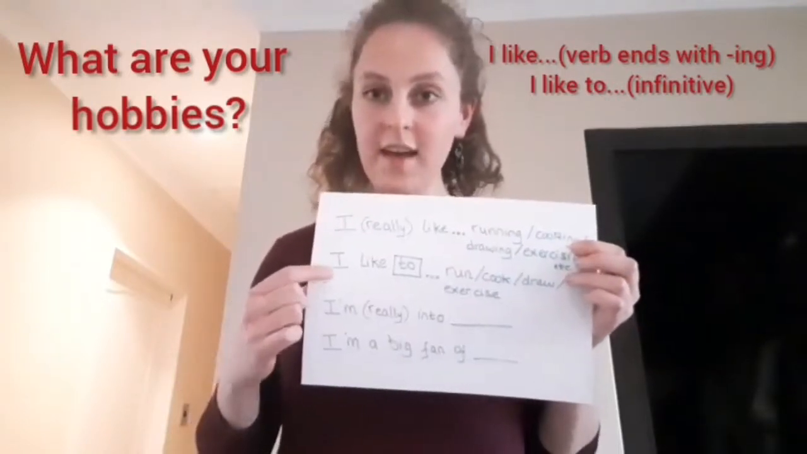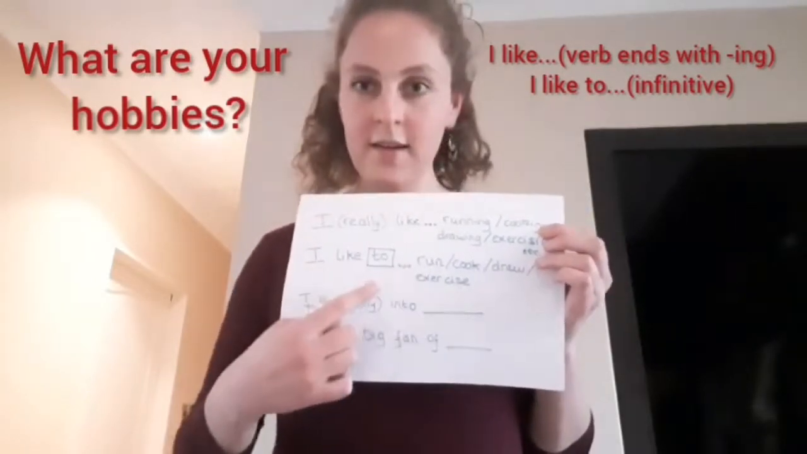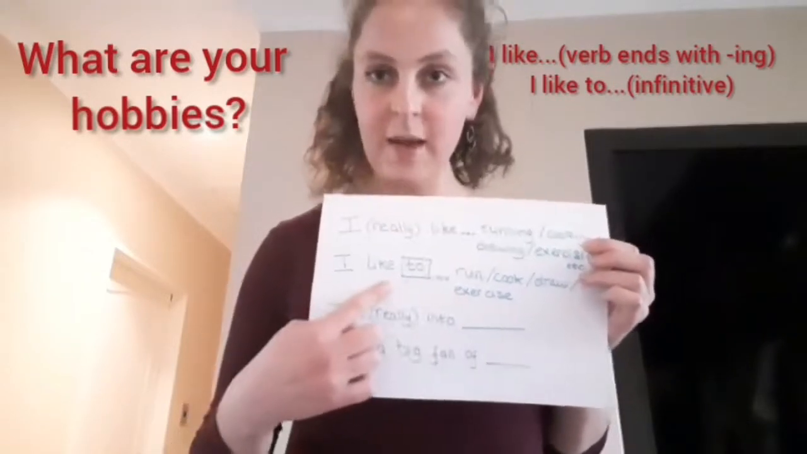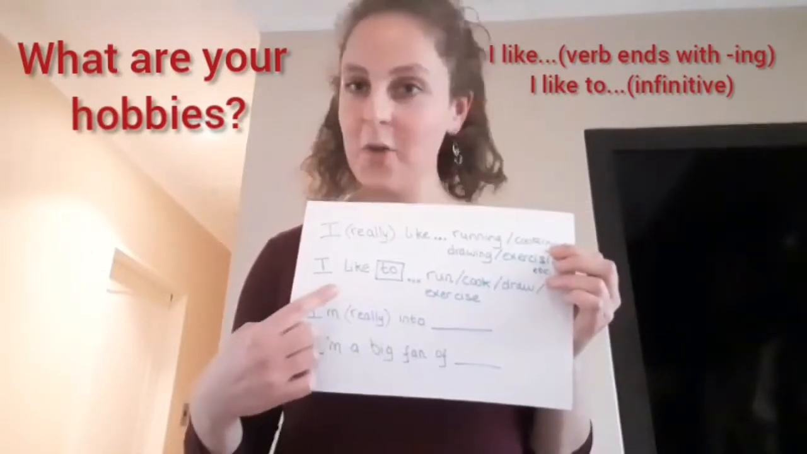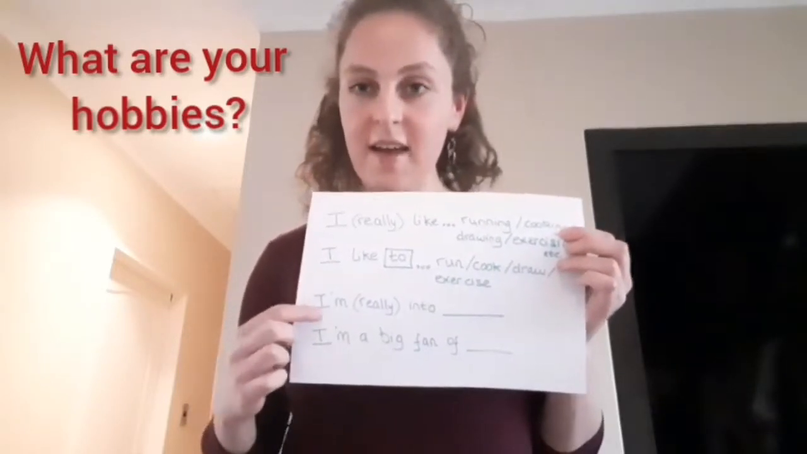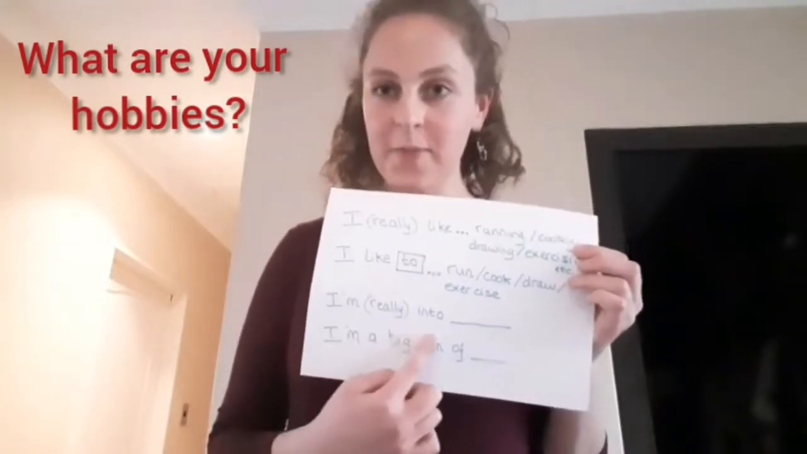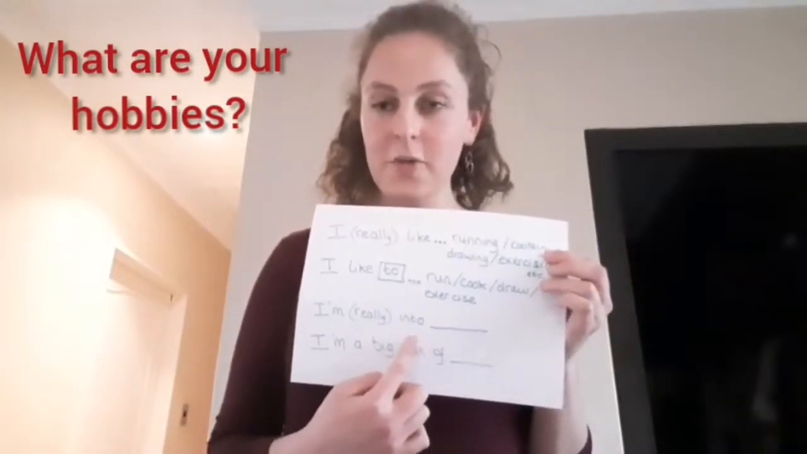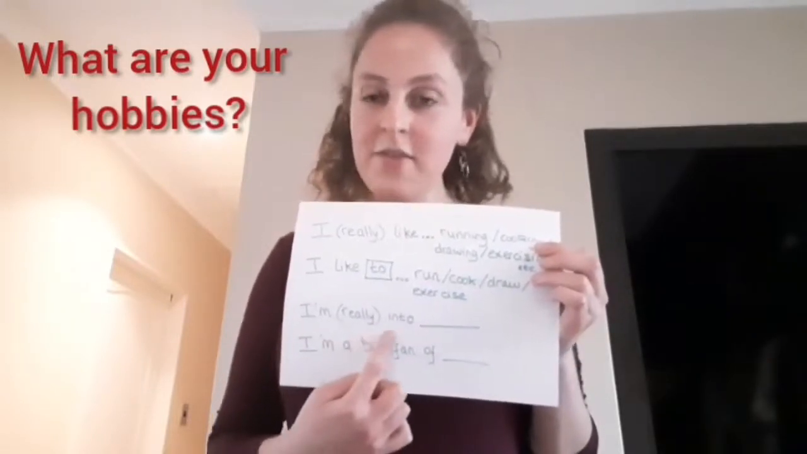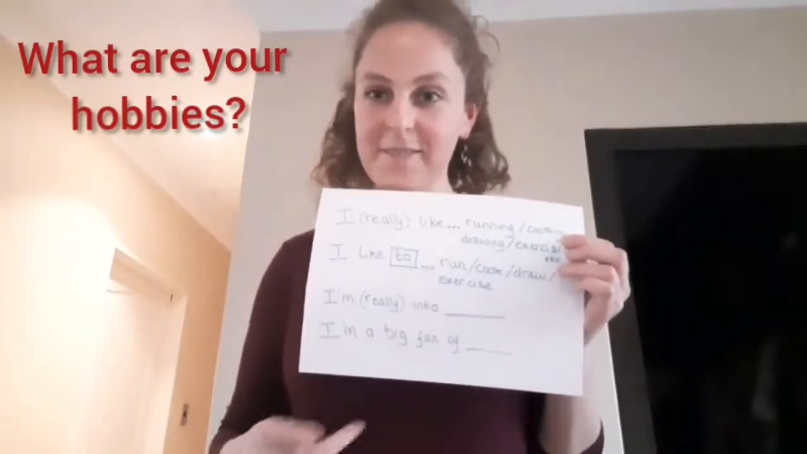You can also say, I like to. I like to run. I like to cook. I like to swim. And then we don't have an ing. But don't worry about that now. Another expression is I'm into, or I'm really into. This is informal. It also means I like. I'm into cooking. I'm into watching TV. I'm into eating, like me.